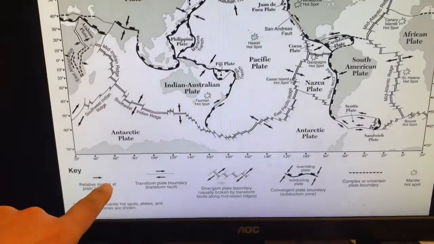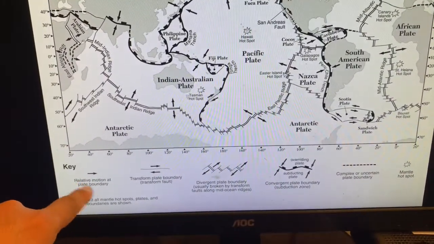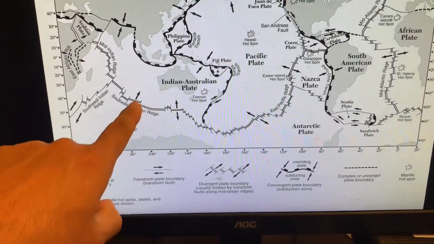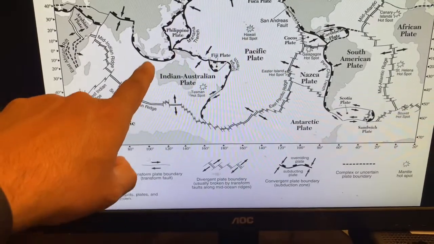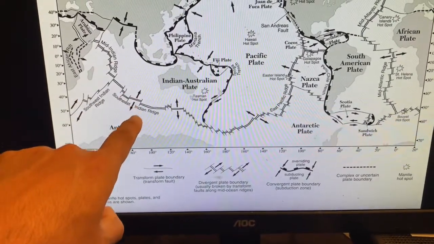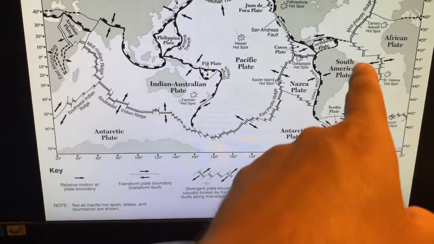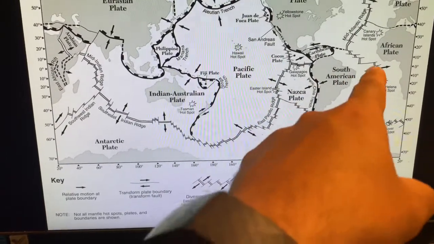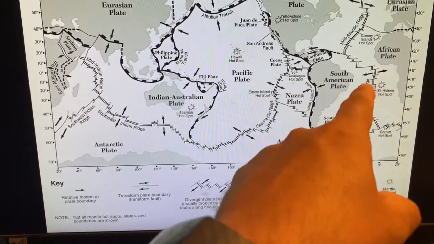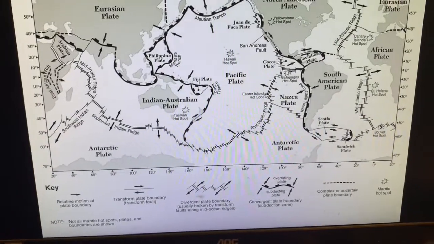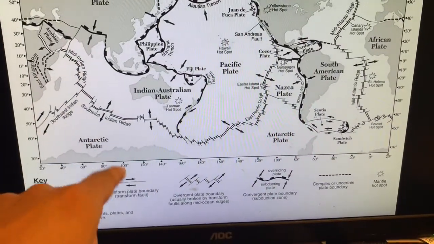So if we look down here at the key, okay, you've got the relative motion at the plate boundary. So for example, this is telling you that this part of the plate wants to move this way, while this part of the plate wants to move that way. Over here, it's telling you that this plate is going this way, and this plate, the African plate, is going that way. Okay, now it gives you an indicator to show you what the different boundaries look like.